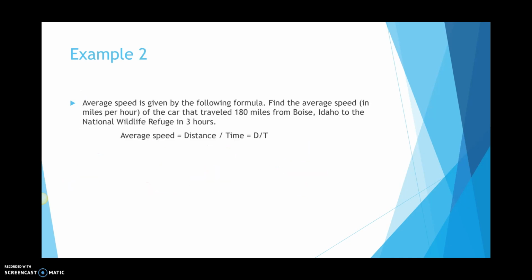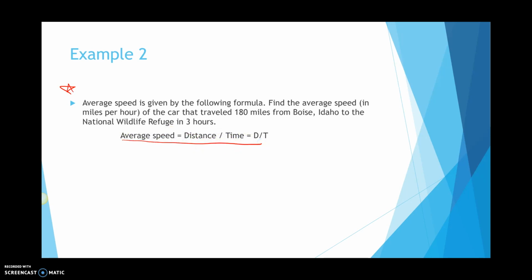Our next example, example number 2, is a story problem. I do want you writing down the story problem, everything you see here. So it says the average speed is given by the following formula, which is distance divided by time. It's shown right here. This is the formula.